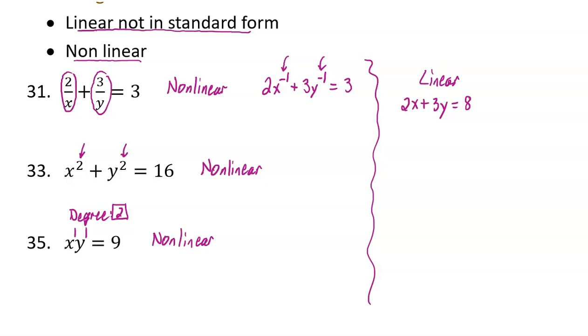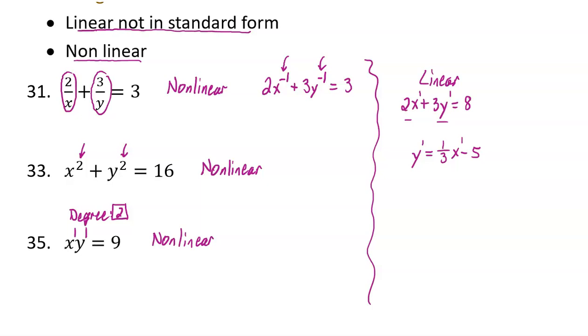Because the exponent on the x is 1 and the exponent on the y is 1, these are separate terms and the degree of each term is 1. Another example, y is equal to 1/3 x take away 5. This is linear. The degree of the y term is 1. The degree of the x term is 1.